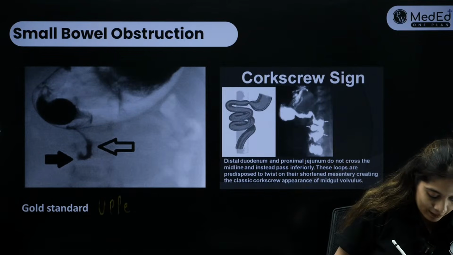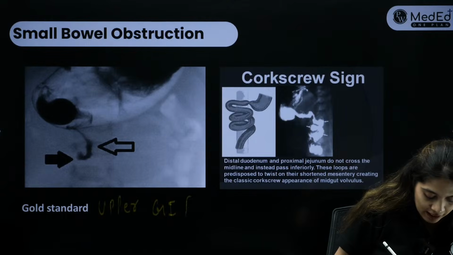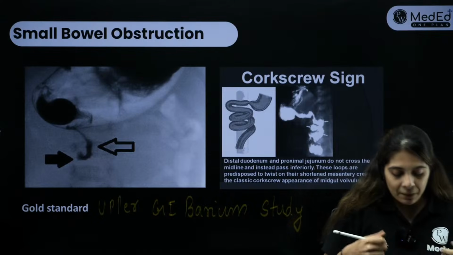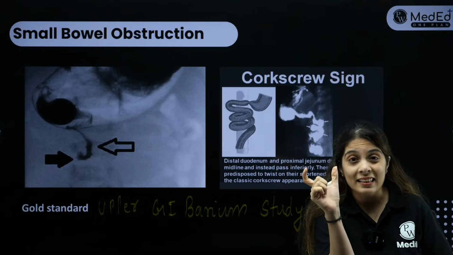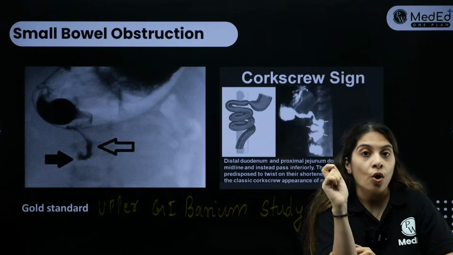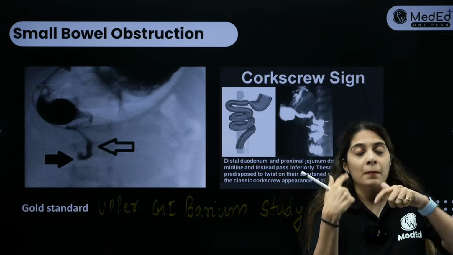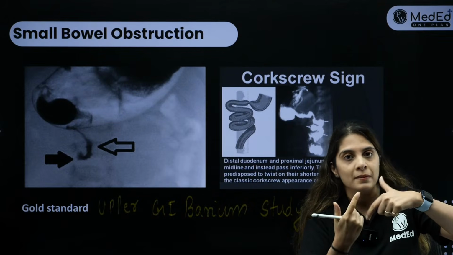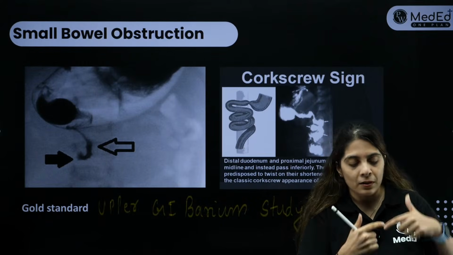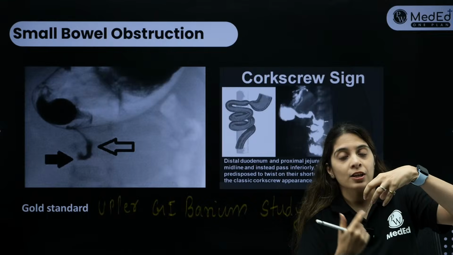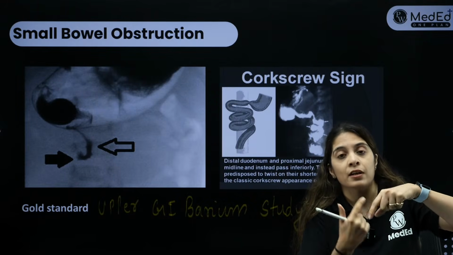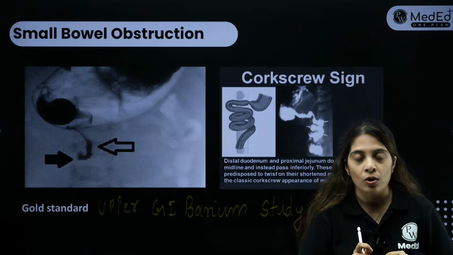So the gold standard is upper GIT, barium or the fluoroscopy study, right? Okay, so what appearance and what particular sign are you going to see when it comes to a midgut volvulus? You will see the characteristic corkscrew appearance. Again, as I told you, the bowel is going to rotate around its shortened mesentery. So they can show you this corkscrew type of appearance on a barium meal, right? Because the bowel is twisting, especially the duodenum and the proximal part of the jejunum, it is going to rotate around its own self, around its mesenteric root, and that will give you the corkscrew appearance.